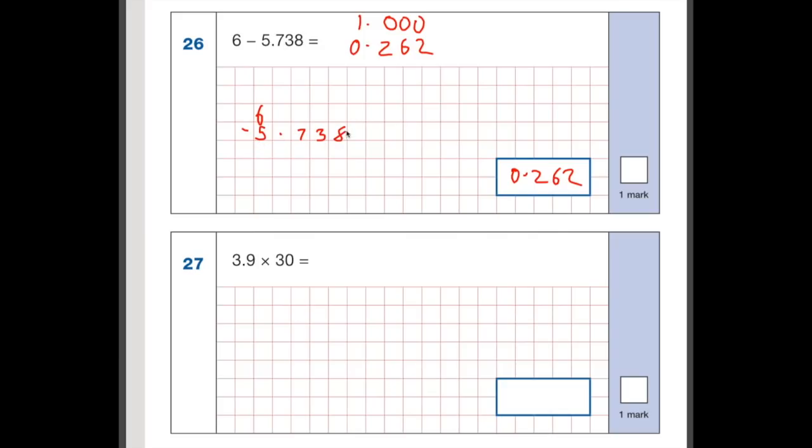We do column subtraction, and if you notice, we haven't got anything here, so in order to make this work, we need to put a decimal point in and put 0, 0, 0. Nothing minus 8 we can't do, so we'd look to borrow, but we can't, so we'd borrow 1 from here. That would be 5, that would be 9, that would be 9, that would be 1. 10 minus 8 is 2, 9 minus 3 is 6, 9 minus 7 is 2, 5 minus 5 is 0, so our answer is still 0.262.